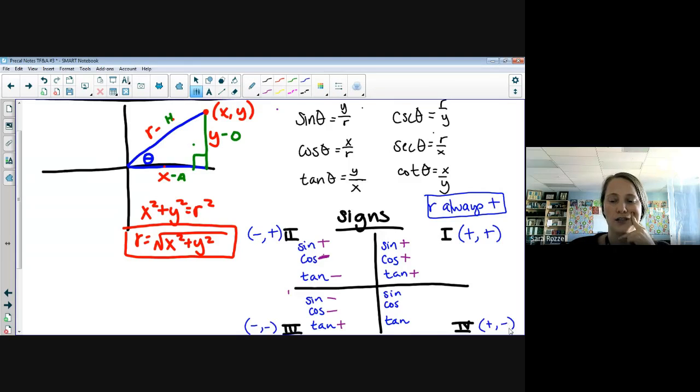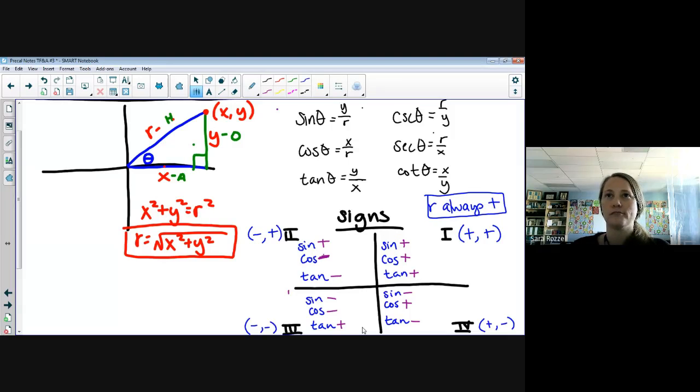In the fourth quadrant, the only thing that's negative is the Y value. So we'll think about that. Negative over a positive is a negative. Cosine, so that's X, positive over a positive, and that makes a positive. And tangent would be Y over X. Y is negative, X is positive. Negative over positive makes a negative. So the only thing that is positive in the fourth quadrant is cosine.